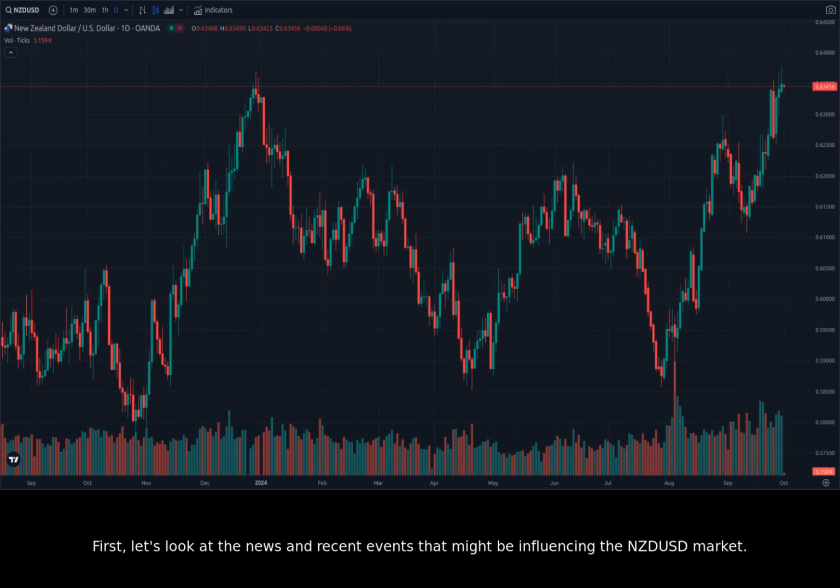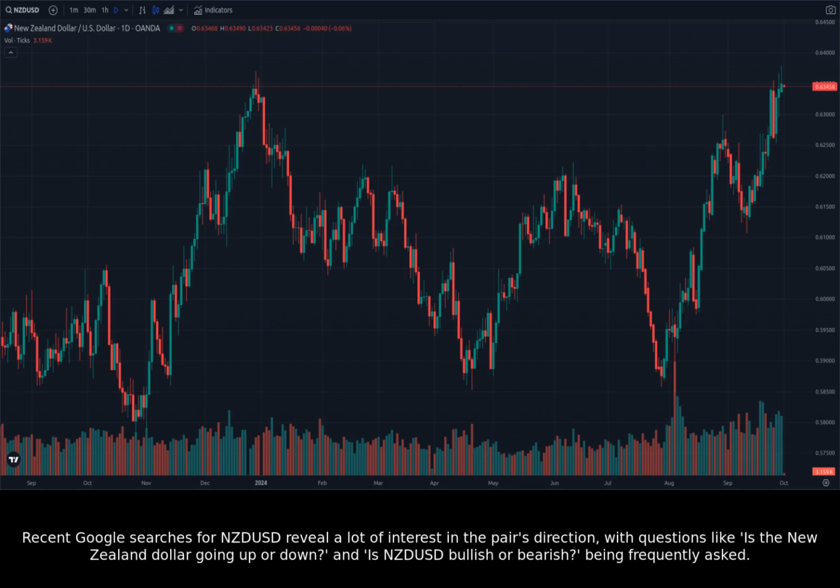First, let's look at the news and recent events that might be influencing the NZDUSD market. Recent Google searches for NZDUSD reveal a lot of interest in the pair's direction, with questions like, is the New Zealand dollar going up or down? And, is NZDUSD bullish or bearish?